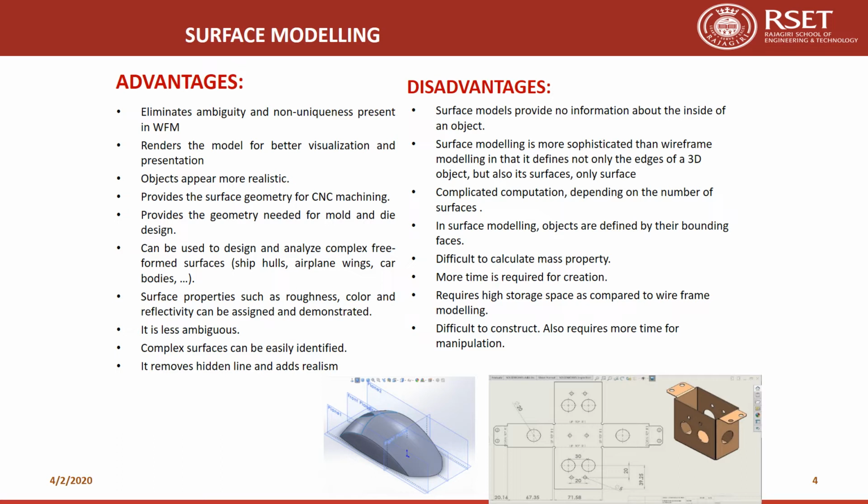Complicated computation depending upon the number of surfaces. In surface modeling, objects are defined by their bounding faces, so it is difficult to calculate the mass property. Obviously, it requires more time for creation, and requires high storage space as compared to wireframe modeling. It is difficult to construct, and also requires more time for manipulation. So all the advantages and disadvantages are based on comparison with wireframe modeling.